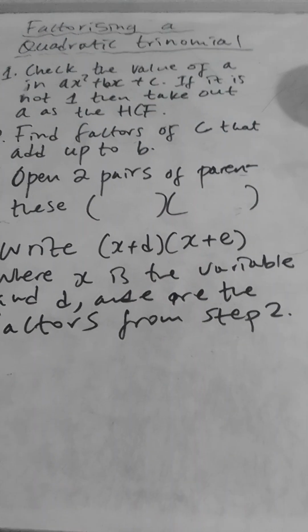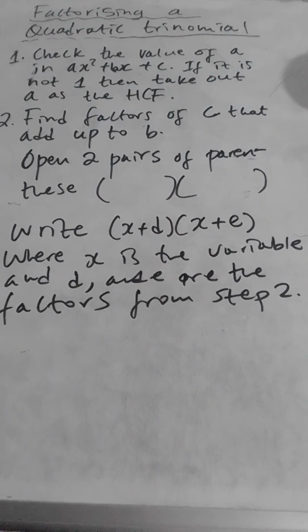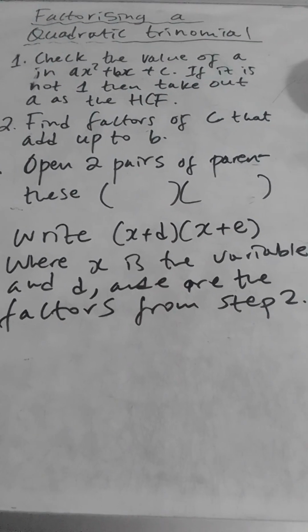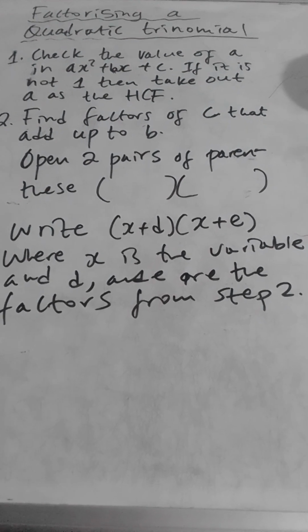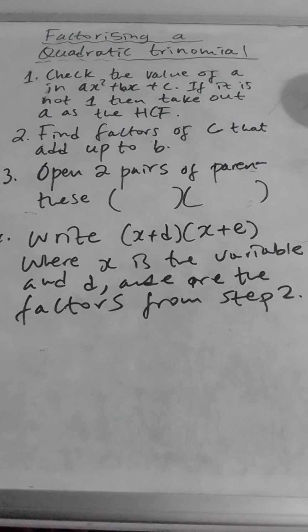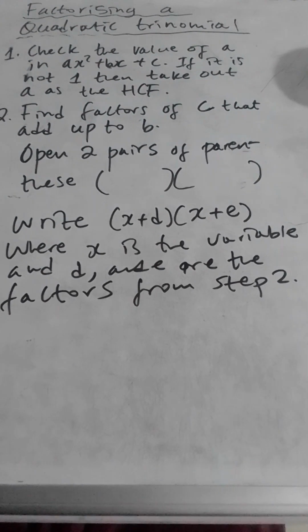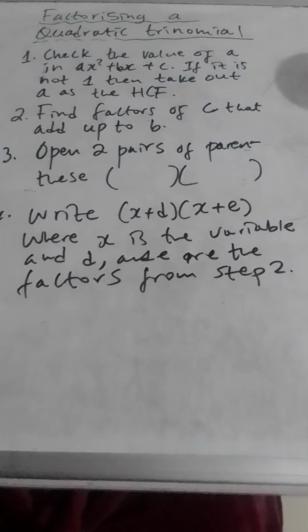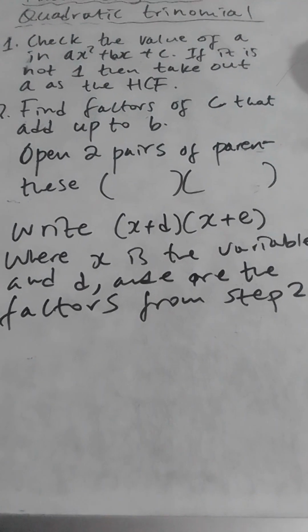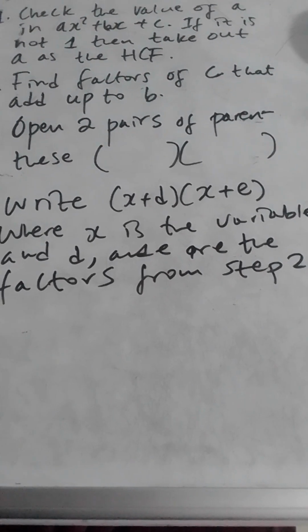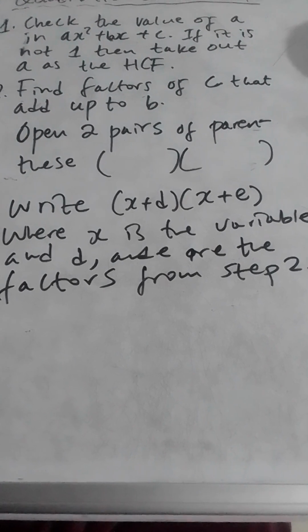Alright, so these are the steps of factorizing a quadratic trinomial. First one, we check and make sure that the coefficient of x squared is 1. If it is not 1, we take out whatever coefficient we have there as a highest common factor, so that we are left with 1 as the coefficient of the x squared inside brackets. And then we look at the quadratic trinomial in the brackets. Now, once we know the coefficient of x squared is 1, we go to step number 2. We find factors of c that will add up to b.